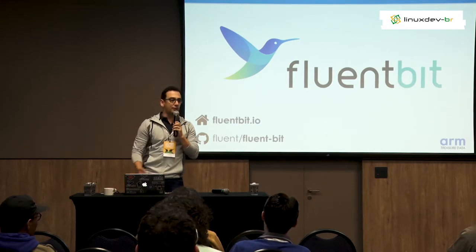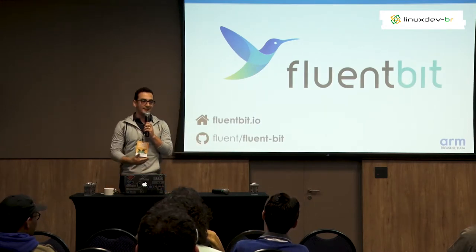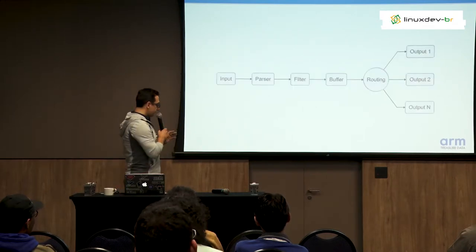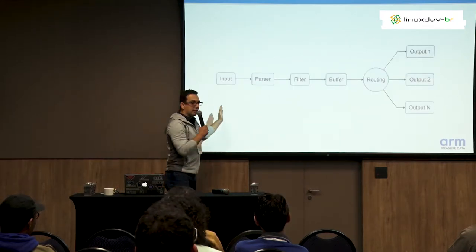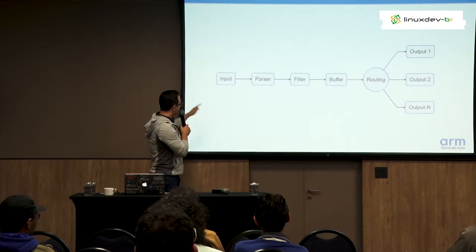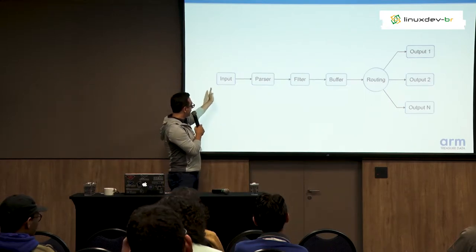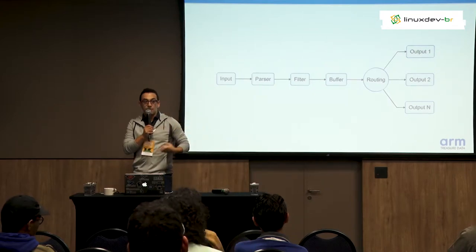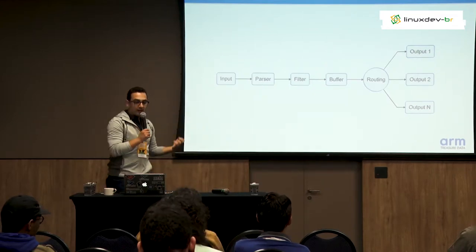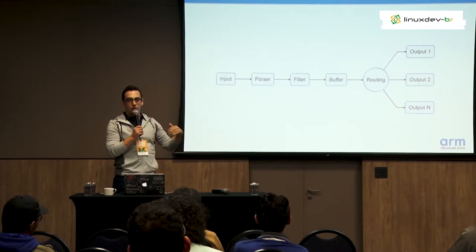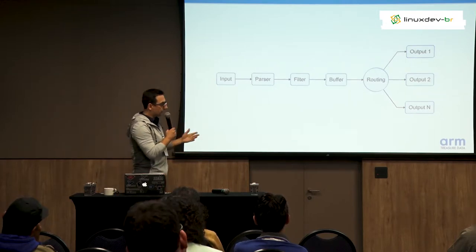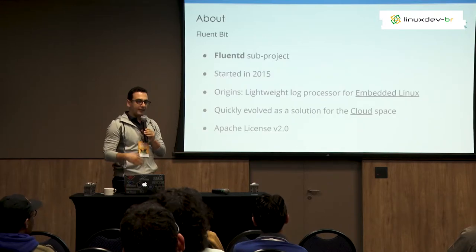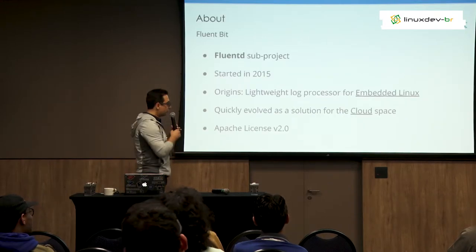So this is where this open source project called Fluent Bit comes in. Fluent Bit is an open source project that is basically based on the design of a simple pipeline where it considers that you have data that comes from an input, you parse the data, you filter the data, you buffer the data because you don't want to lose it, and then you route the data out to your database, cloud services, or anything. And this provides us a lot of features.